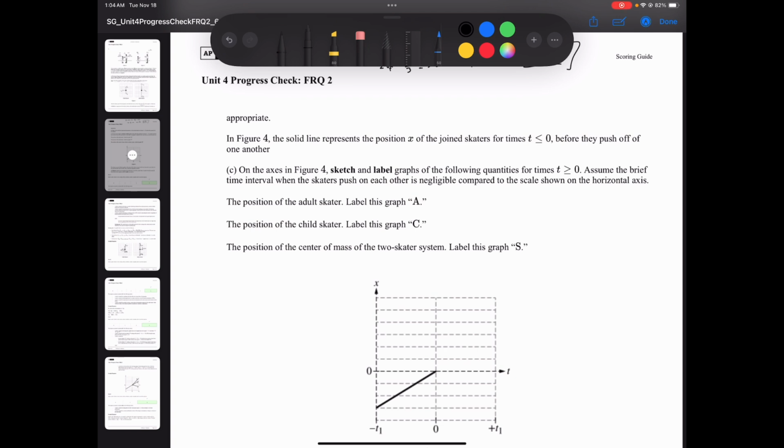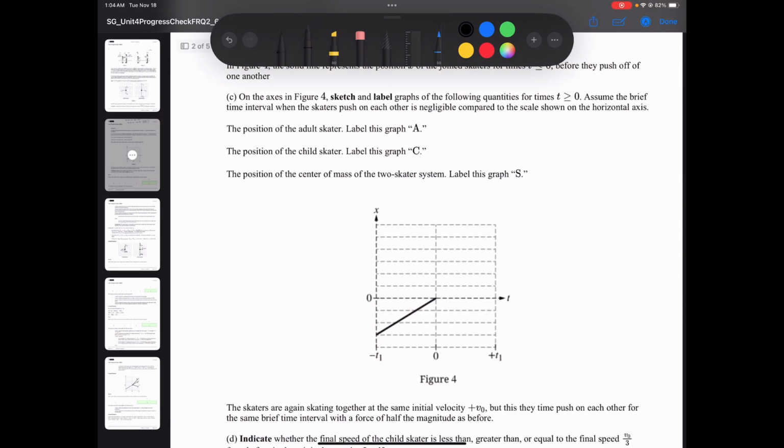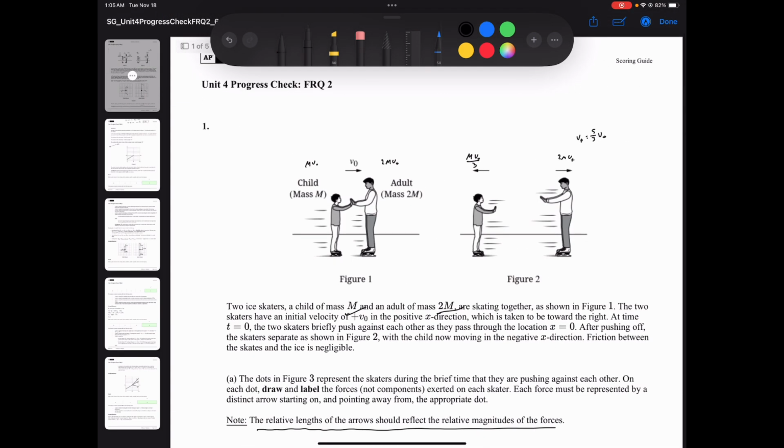All right, so now with this one, you want to be a little careful. Basically, what you need to understand is that this is a position time graph. So we have information about the velocity, and we know that the slope of a position time graph is velocity. So if I look at this initial slope, before they push off, we start measuring t. T equals 0 is the moment that they push off each other. So notice that my slope goes up 3 units over this unit of t1, and we know that the initial velocity of the system was v naught.